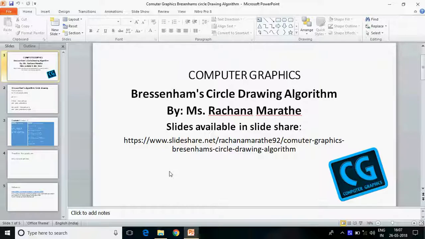Bresenham's circle drawing algorithm. This presentation is also available in SlideShare. This is the link for the SlideShare presentation. The aim of this video is to show some solved examples for the circle drawing algorithm which may not be available in regular textbooks.